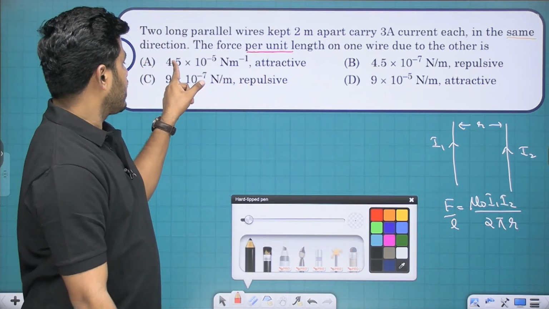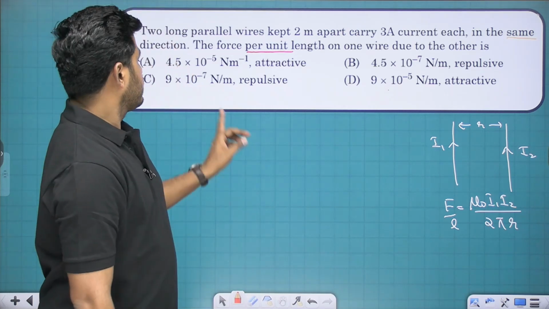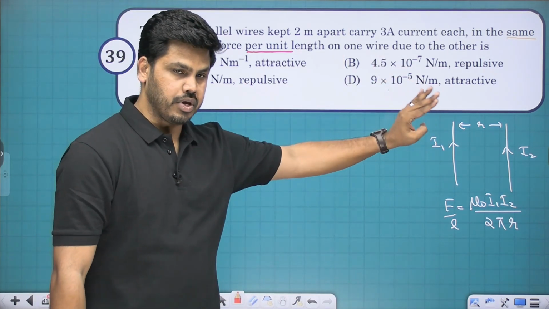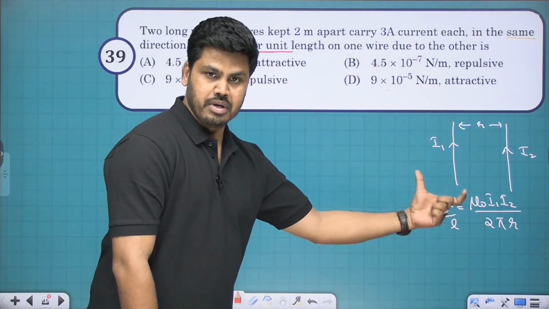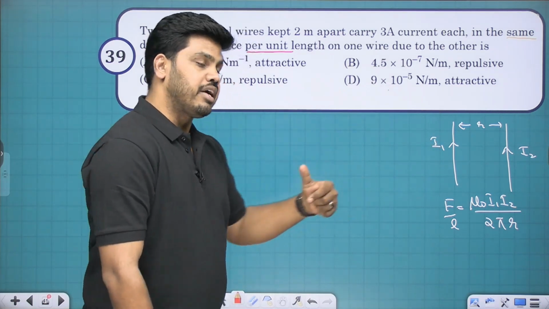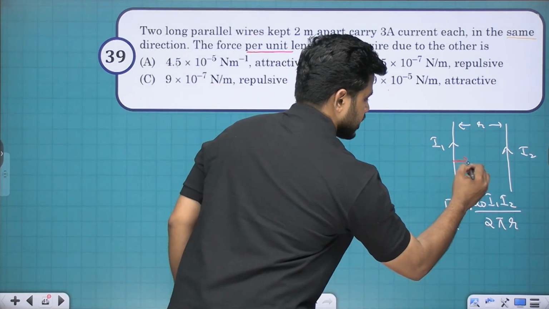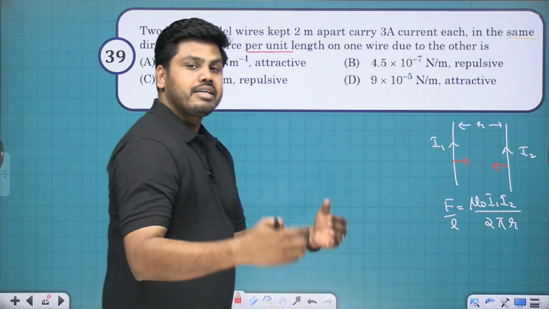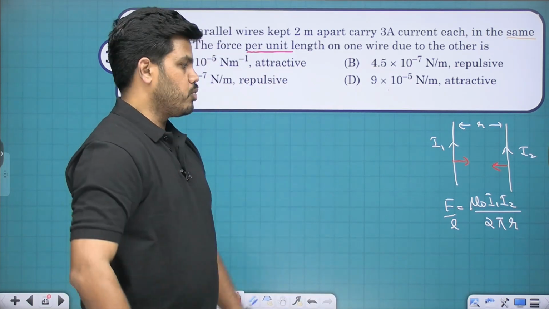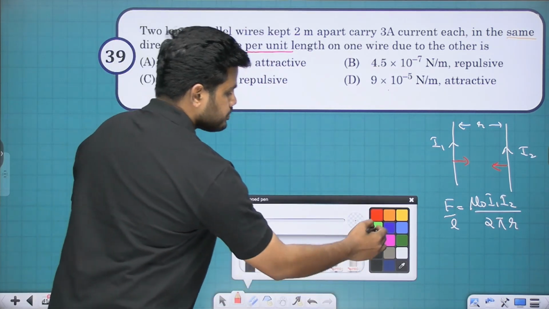Look at the options. We have two attractive forces and two repulsive forces. So let us check which option will be correct. The force is supposed to be attractive because we know currents in the same direction will attract, the conductors will be attracted towards each other. Now let us check the magnitude.